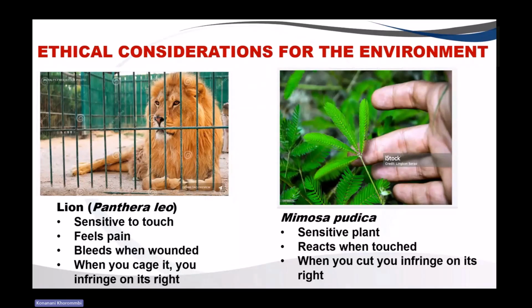But Mimosa pudica, when you touch it, the leaves are sensitive and they shrink, they sleep. When you touch the leaves, they sleep, but when you are away, they open up. So it reacts to the external stimuli. And this is what science tells us. When you cut, you infringe on its right.